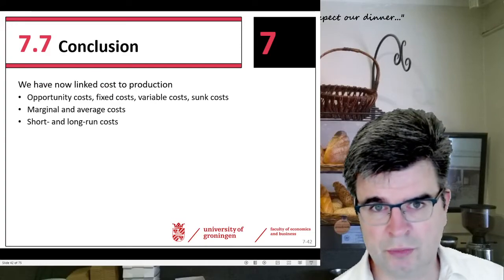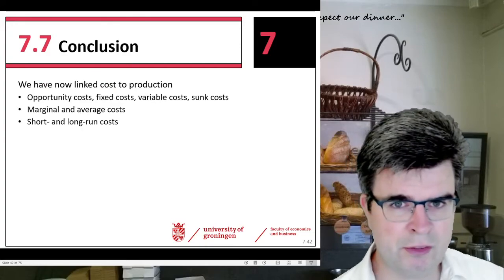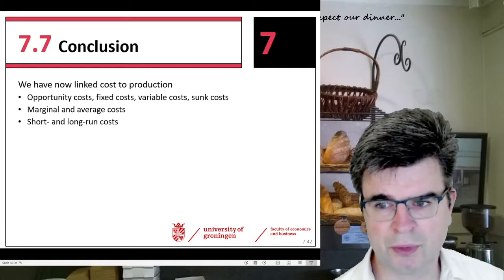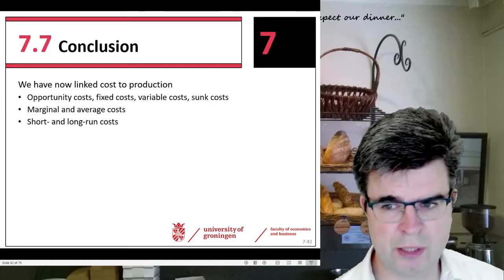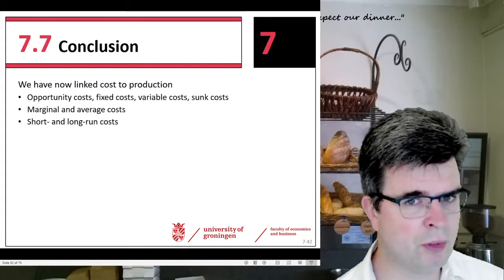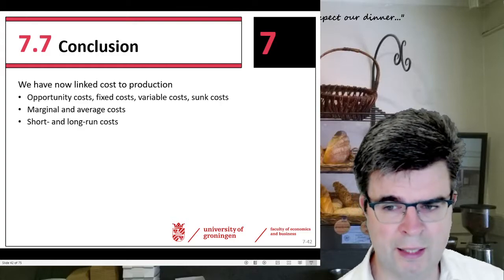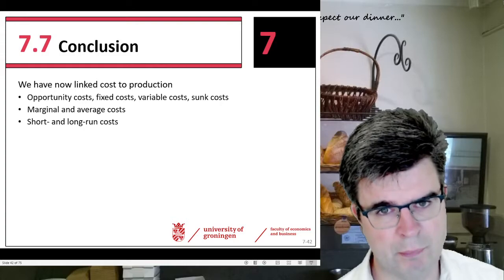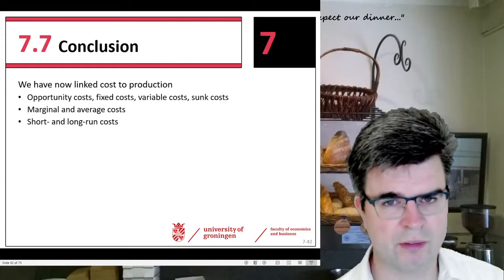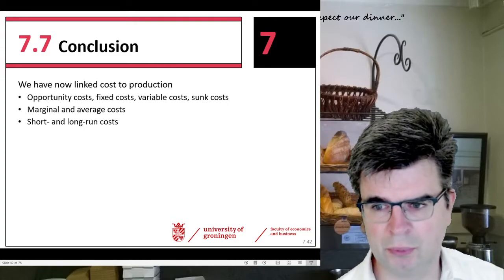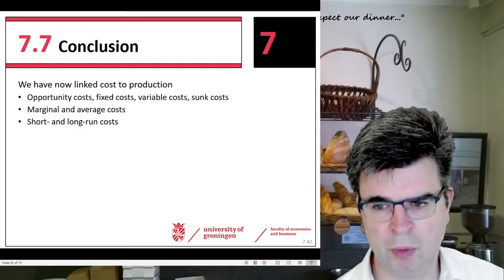And that brings us to the end of chapter 7. What we did in chapter 7 is that we looked at production factors and output and linked them to the cost of production. We looked at different cost concepts like opportunity cost, fixed cost, variable cost, sunk cost, marginal and average cost, short run cost, and long run cost, where importantly, in the short run, we often assume that the amount of capital cannot be changed. That is fixed, whereas we can tune the amount of labor that we use. In the long run, we can change both flexibly.